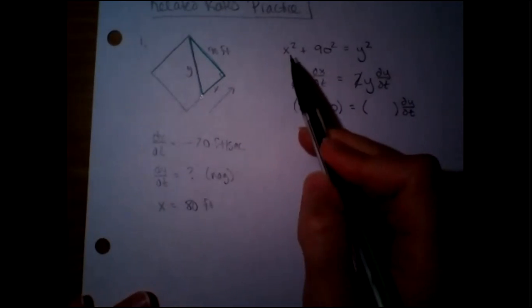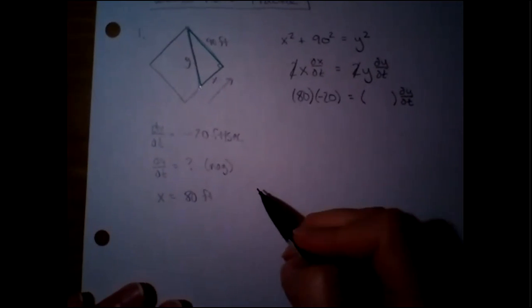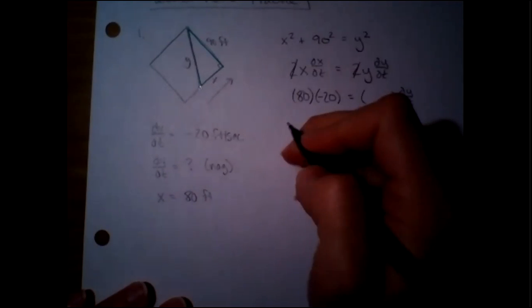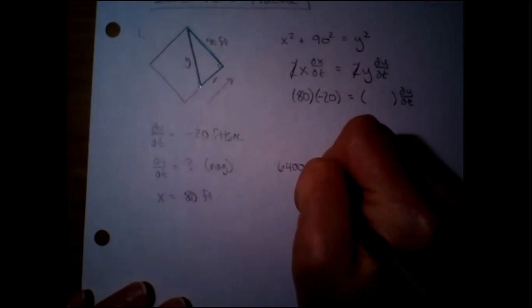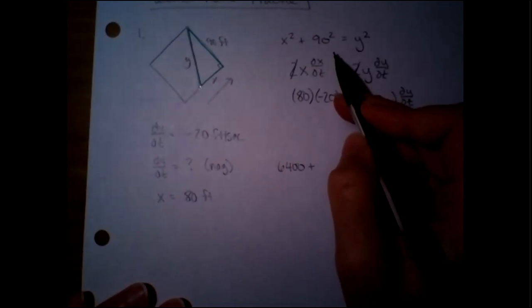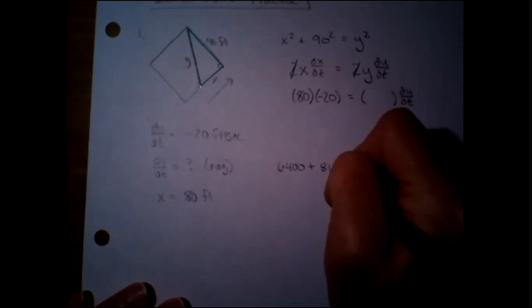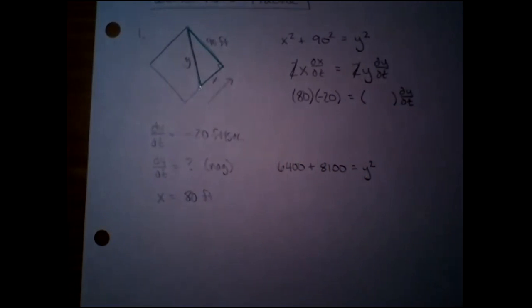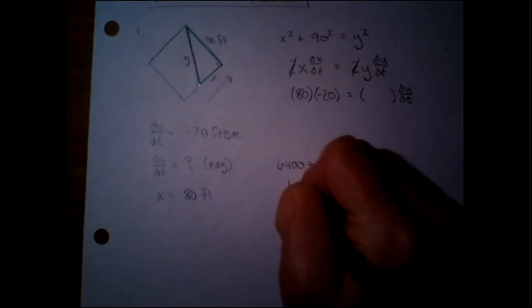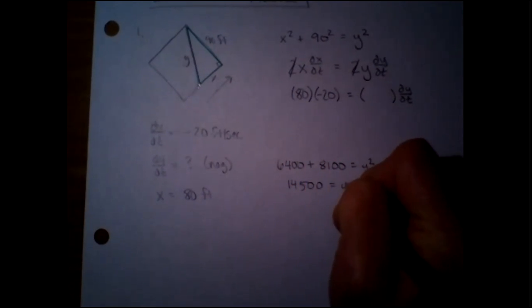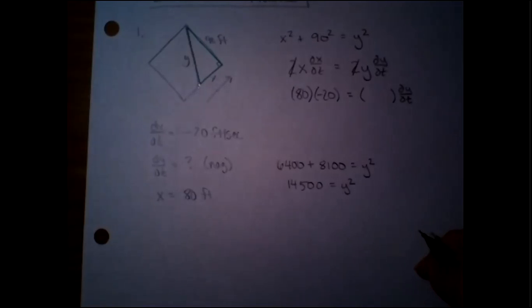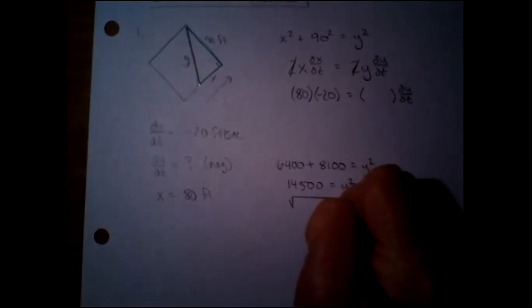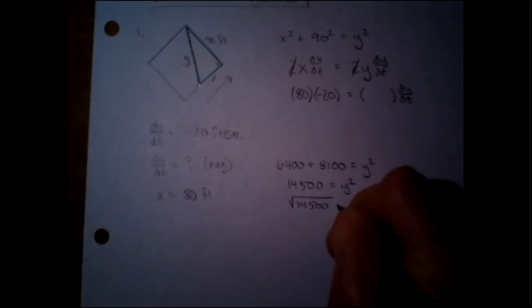So x is 80. If I plug that in, I'm just going to do this as a side problem over here. 80 squared, that'll be 6,400, plus 90 squared will be 8,100, equals y squared. Adding those together, what is that going to be? 14,500. 8 and 6 will be 14, and then 500 equals y squared. That is not a perfect square, so I'm just going to leave it as the square root of that.